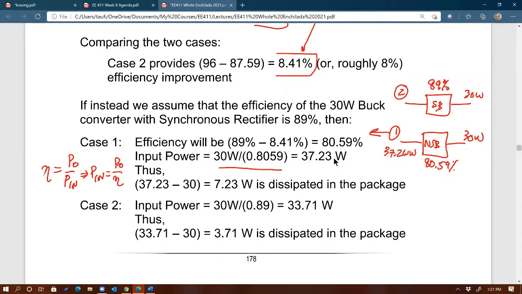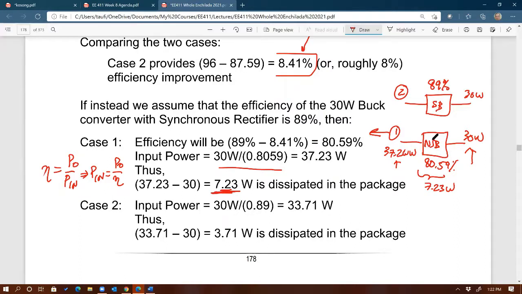So if you have 37 watts at the input and 30 watts at the output, therefore the loss in the converter is the difference between the two, right? 7.23 watts. So that's this right here. That 7.23 watts is what the packaging, or the converter module that you're designing, will have to dissipate. So that's how much power dissipation is on that converter, compared to case number two right here.